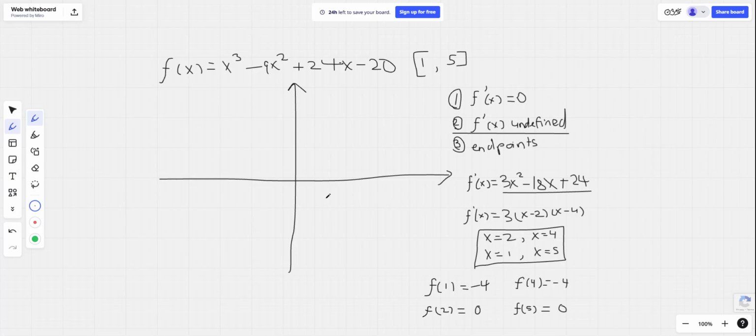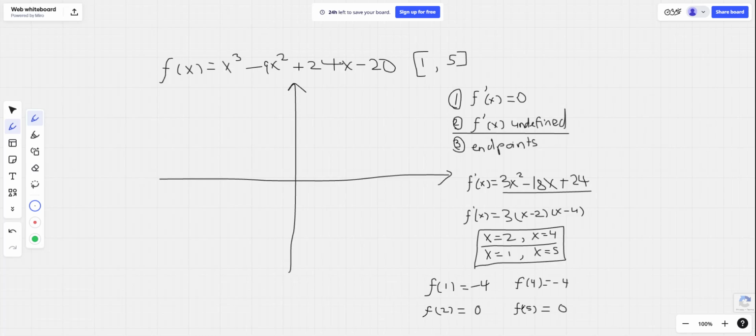So, alright, now remember, let's go back to x equals 2 and x equals 4. Now we need to figure out whether these are relative mins or relative maxes.